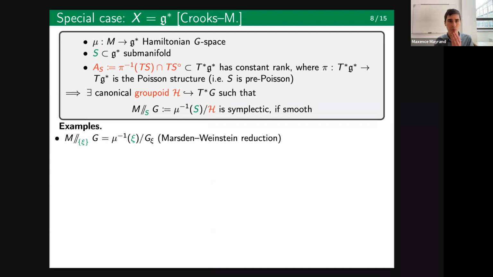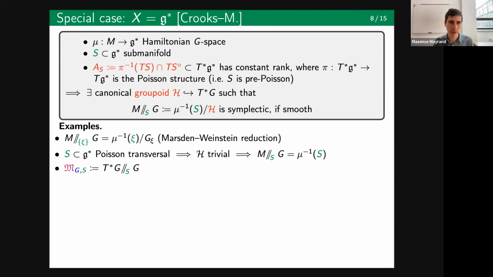So of course, if you do this with a singleton, you recover the usual Marsden and Weinstein reduction. Another nice example, if you do it with a Poisson transversal, you get that this groupoid here is trivial, and hence you recover the fact that the preimage of a Poisson transversal under a moment map is a symplectic submanifold. And so that's kind of the other extreme.